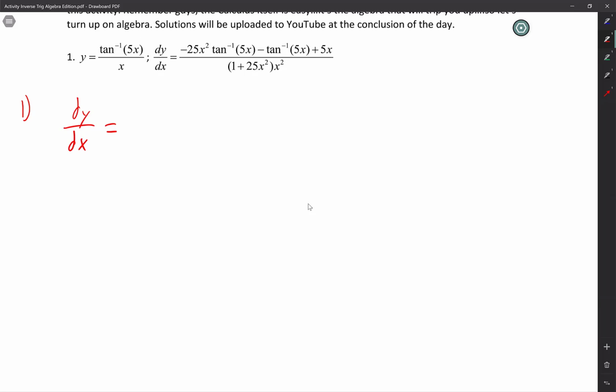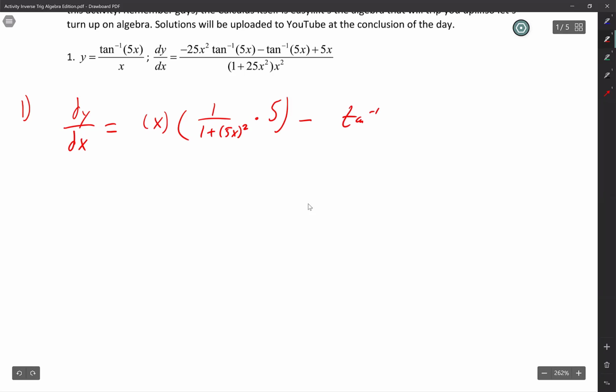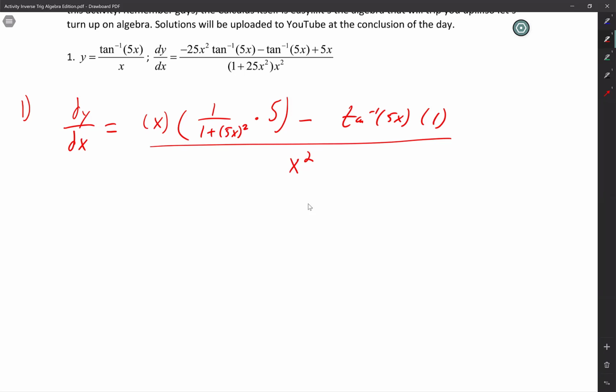All right, quotient rule. What do I do first? Yeah, low-D high, so bottom times the derivative of the top. What's the derivative of arctan? Times, minus or plus? Minus low D high minus high D low, all over low squared. So get up to there. If you got up to there, you're winning.